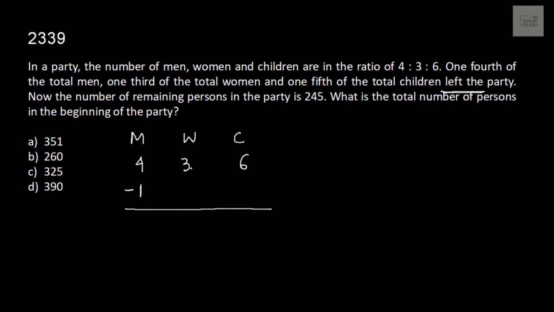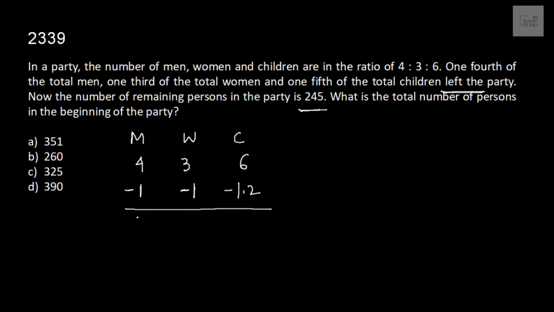1/3 of total women, 1/3 of 3 will give me 1. And 1/5 of total children, so 6 by 5 is 1.2. They left. Okay. Now the number of persons remaining in the party is 245.